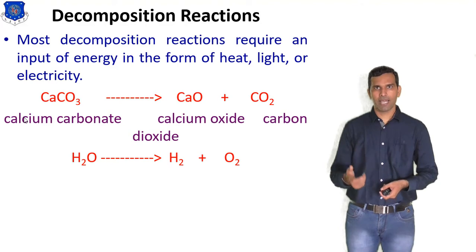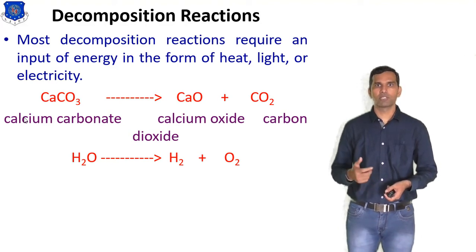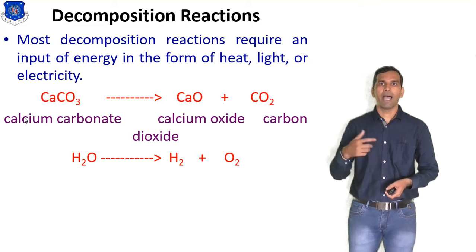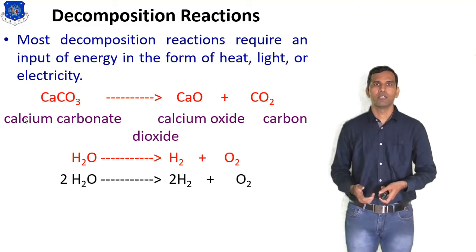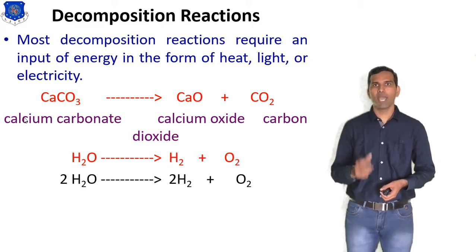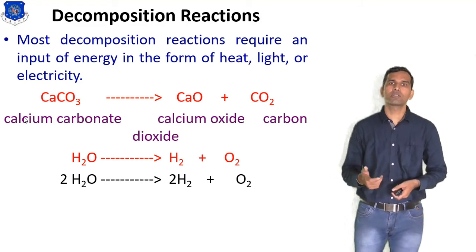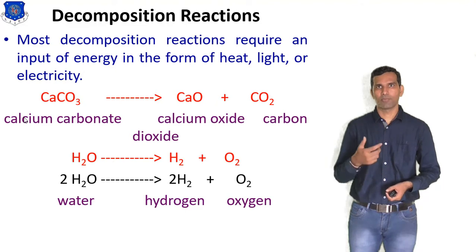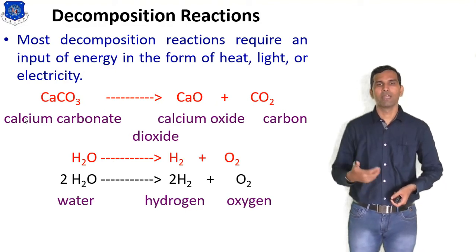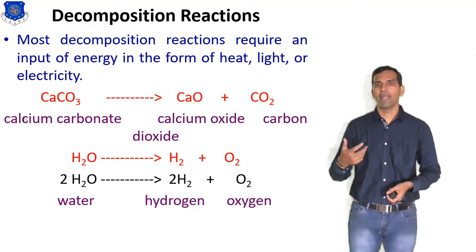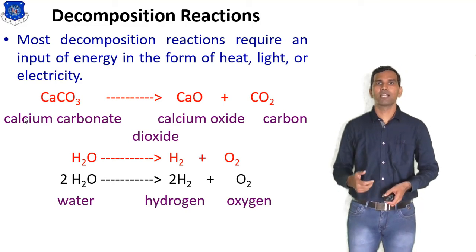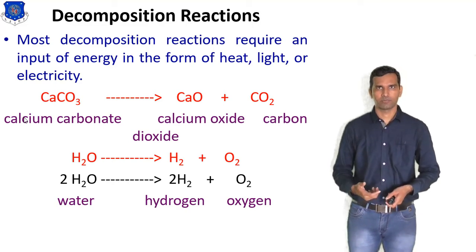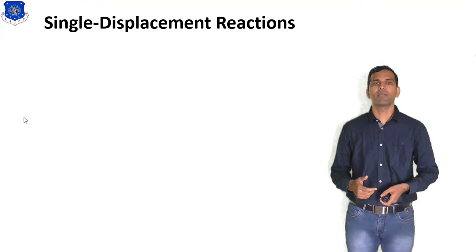We can see another example: H2O, that means water, gives H2 plus O2, that means hydrogen plus oxygen. The balanced equation is 2H2O equals 2H2 plus O2. That means we take water as the reactant and we get hydrogen and oxygen. So this is a decomposition reaction. Now the next type is the single displacement reaction.